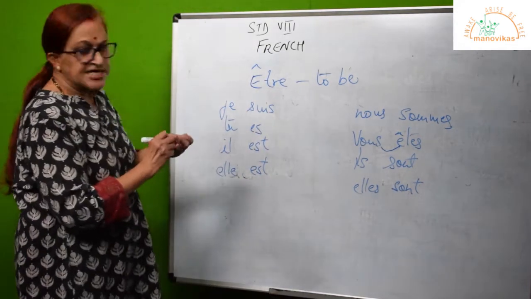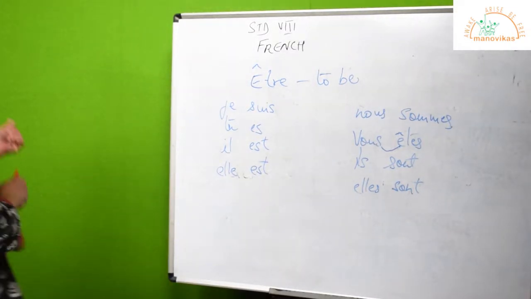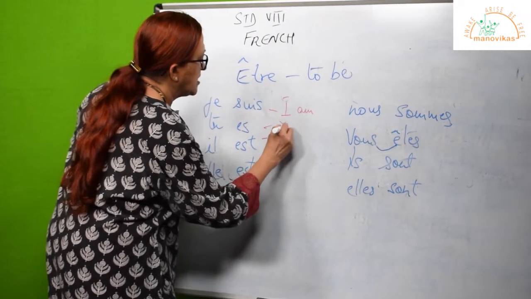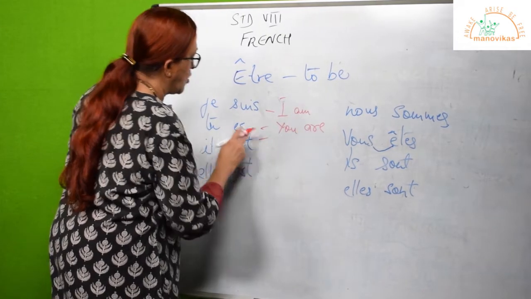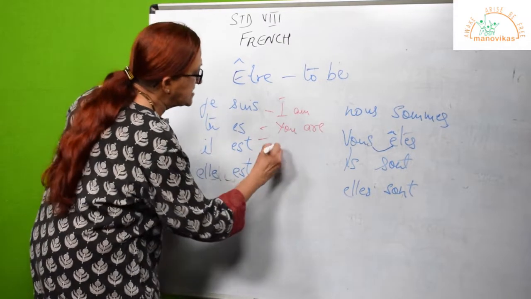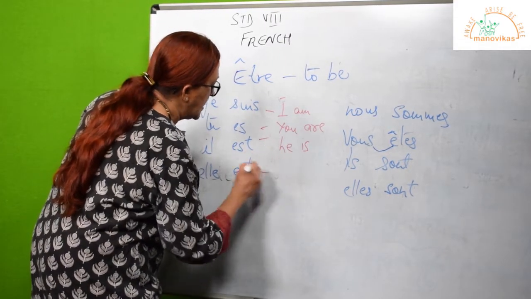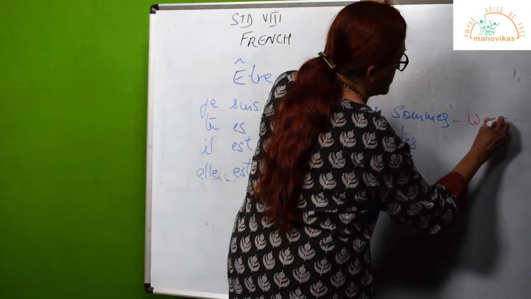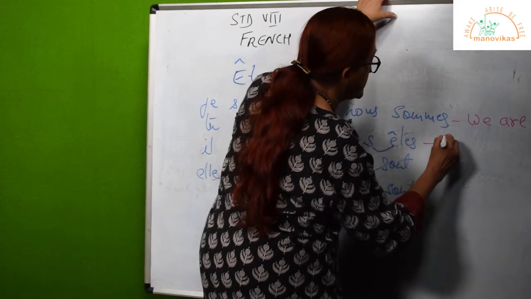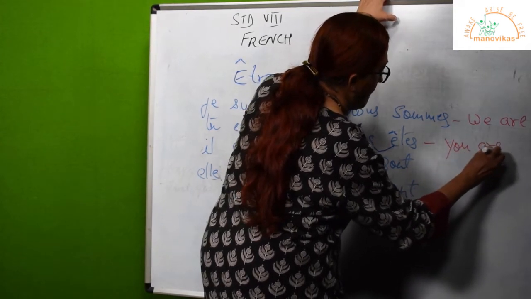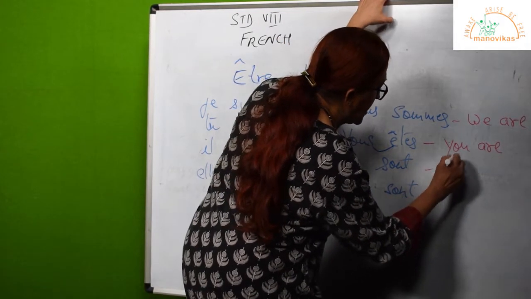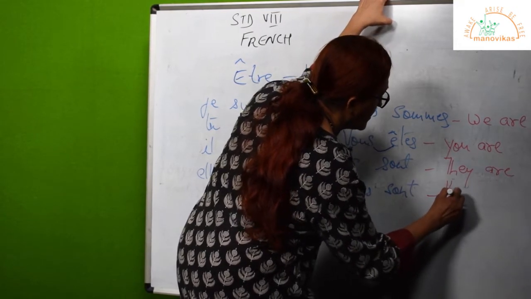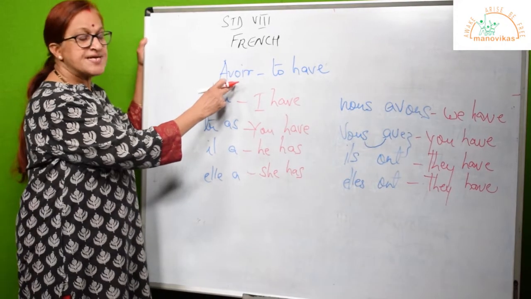Now, how does it translate in English? Je suis means I am. Tu es means you are. I'm talking of one person, you. Il est means he is. Elle est means she is. Nous sommes means we are. Many people, but all of us are first person. Vous êtes means you are. Many of you. Ils sont means all are masculine and it's they are. Elles sont also means they are again. But there's a difference. Now we go to the second verb, which is very, very important.